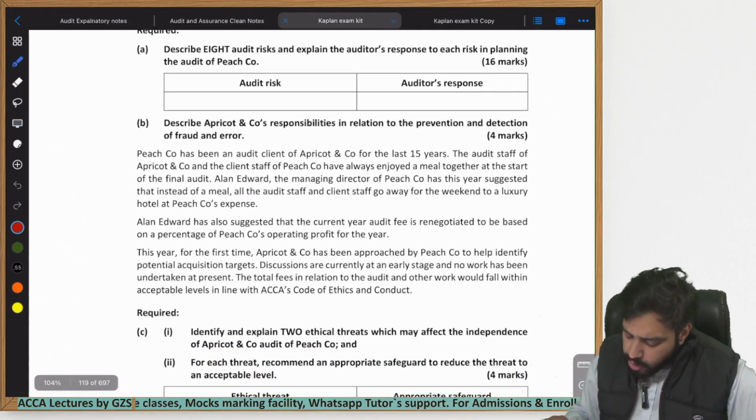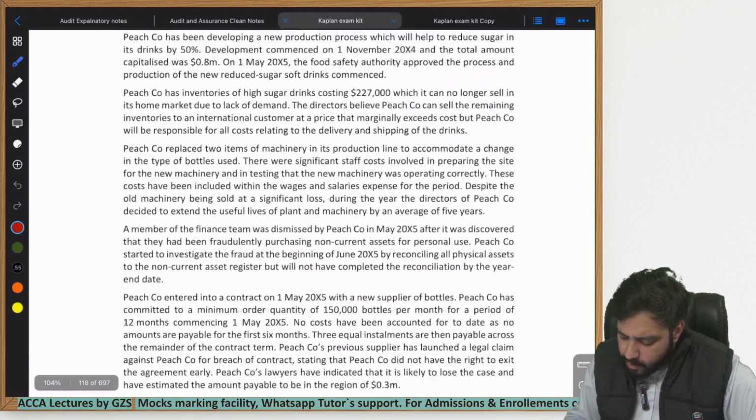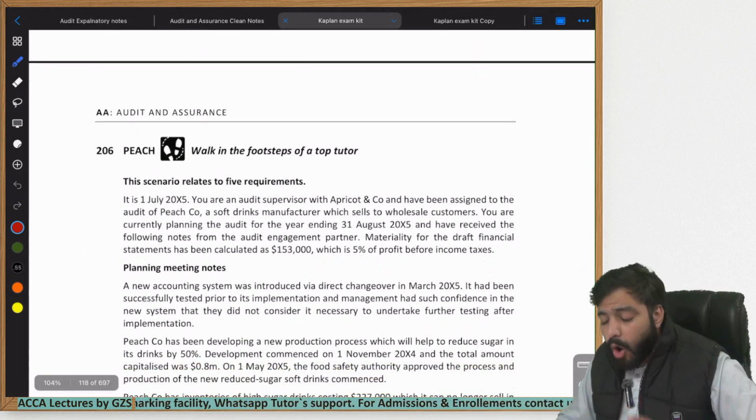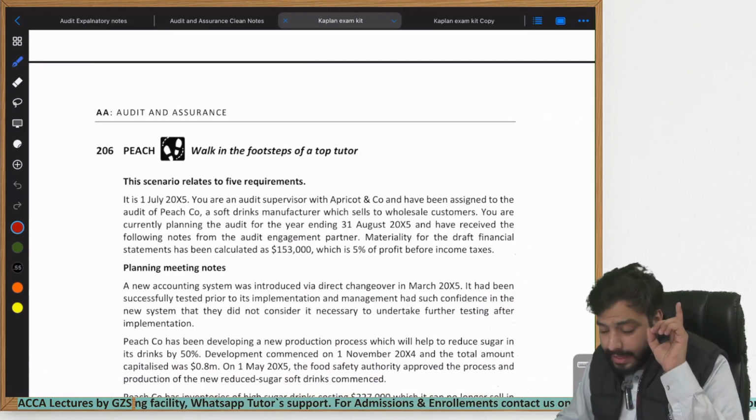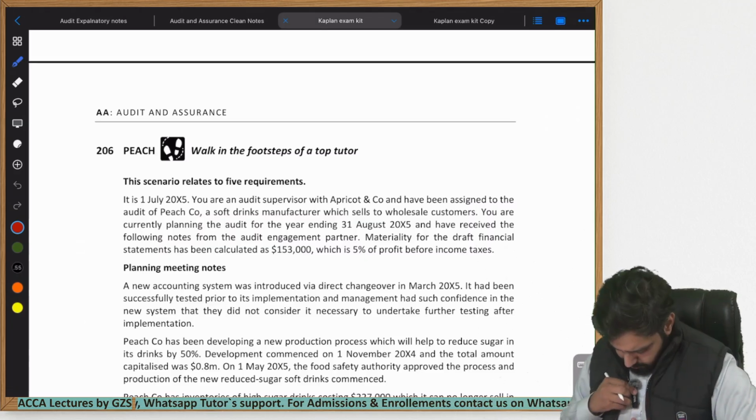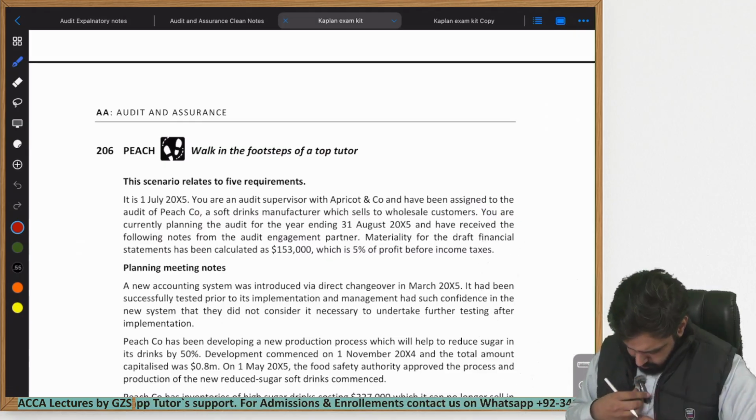Let's try to read the question, try to identify first of all what are the ethical threats in this case and what can we write within our answers as well. Now always remember, I've told you this again and again, before doing an ethics question, give me a second, let me properly adjust my mic. I think this is right.